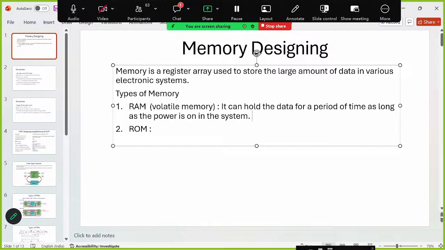Otherwise the data would be lost once power is lost. As long as power is there, the data is there. If you want that data again, then you need to store it again. You need to store it again multiple times. You can read and write with the RAM. RAM is called random access memory.